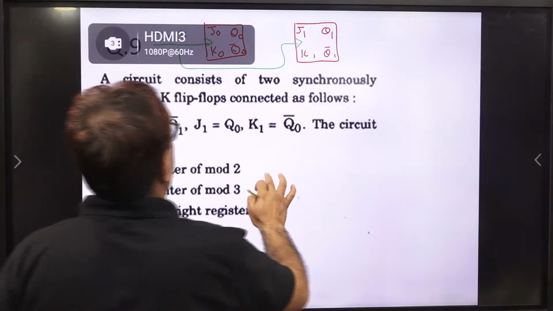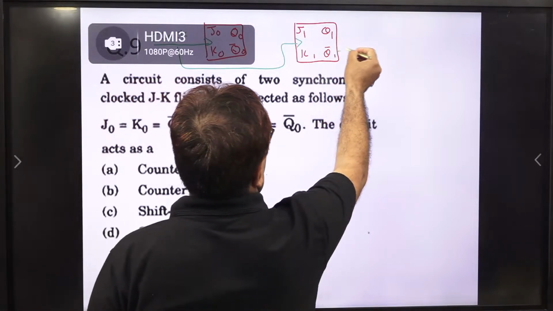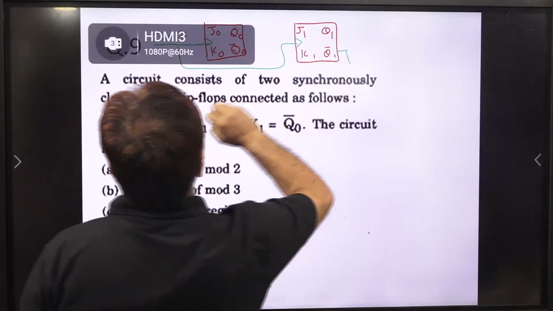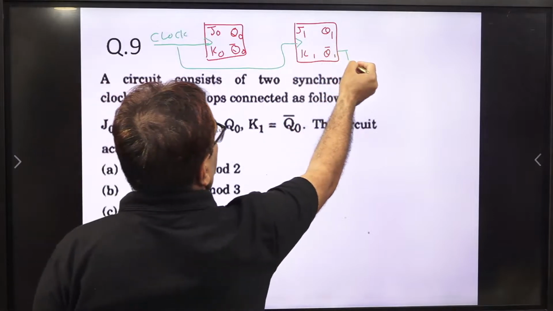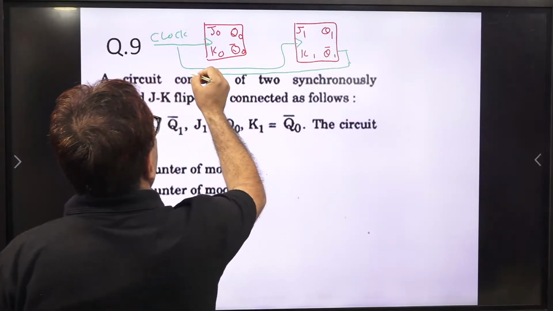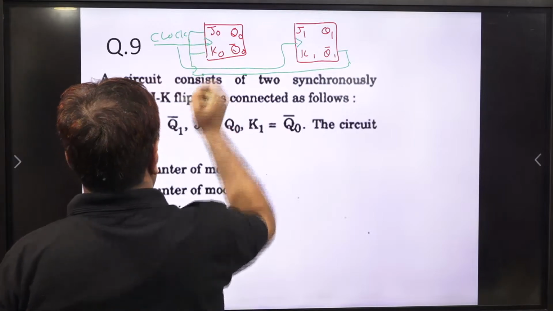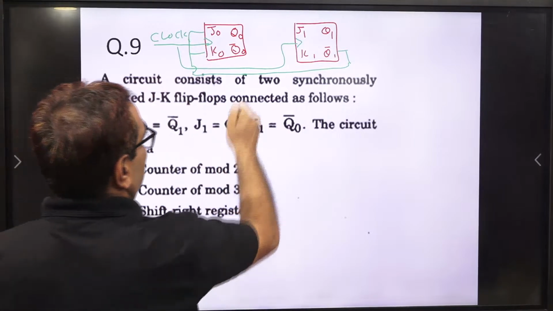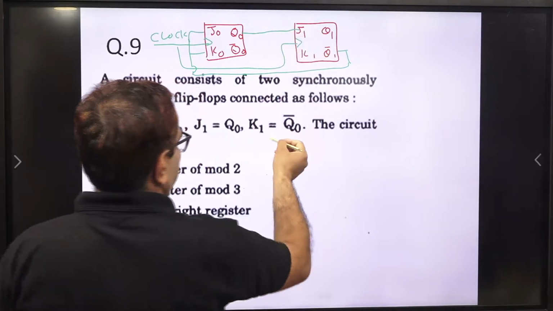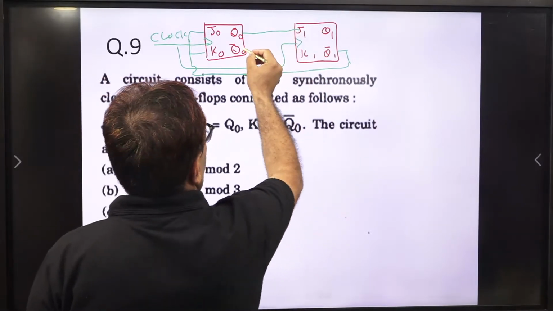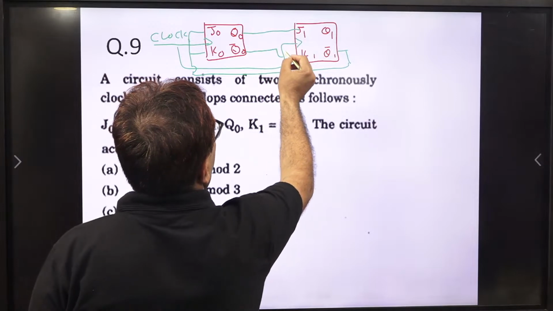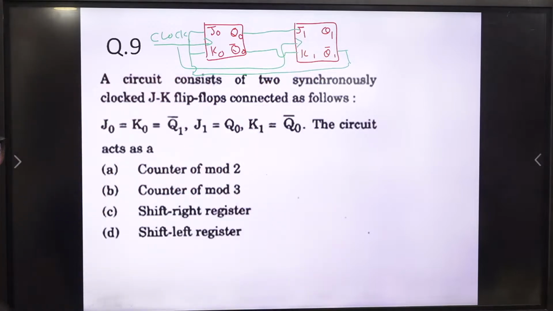So Q1 bar is connected here with J0 and K0, right? And J1 equals Q0, and K1 equals Q0 bar. So this is the actual circuit if we draw according to the connections, right?